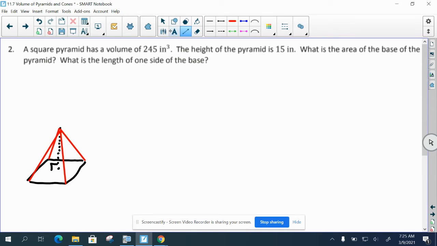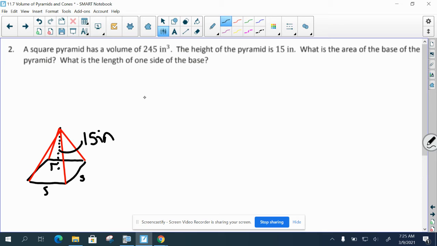Okay, this is a square base. So that means whatever this side length is, same thing as this. So it has a volume of 245 inches cubed, and the height of the pyramid is 15. So this height here is 15 inches. What is the area of the base of the pyramid? What is the length of one side?